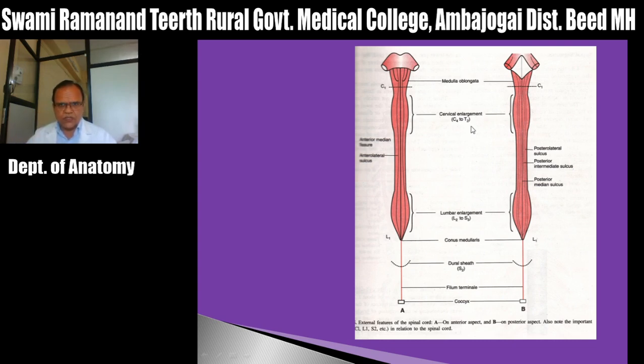The extension of the cervical enlargement is from C4 to T2. In some books it is given as T1 also. And the maximum enlargement of the cervical enlargement is seen at the level of C6. When you measure the transverse diameter, the maximum at the level of C6 is about 38 millimeters.